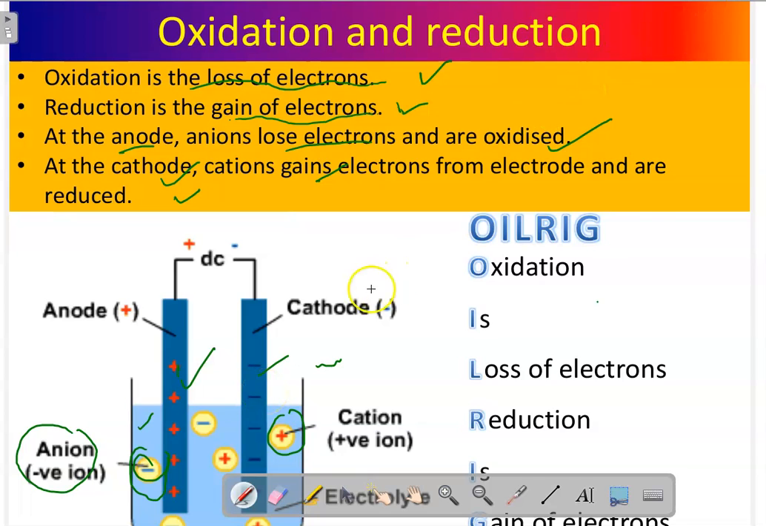Now, we use this acronym to remember what happens at the various electrodes. OIL RIG. Oxidation is loss of electrons and reduction is gain of electrons. Okay. At the anode, the anion loses electrons and is oxidized, and at the cathode, the cation gains electrons and is reduced. In the next video, we will look at the various equations and the uses of electrolysis.